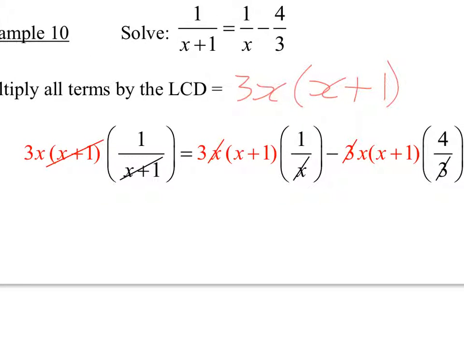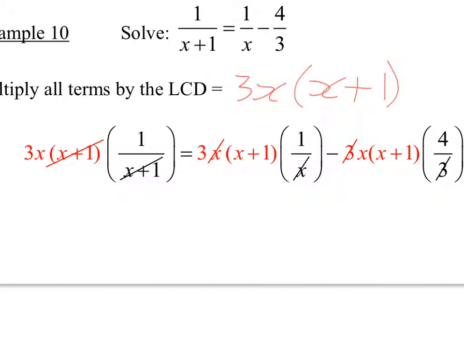Now you'll notice that the first term, that 1 over x plus 1 term, when multiplied by the LCD, means that the x plus 1 and the x plus 1 will cancel out. In the second term, the 1 over x term, it's the x term that cancels out. And in the third term, the 4 over 3, it's the 3 that cancels out.